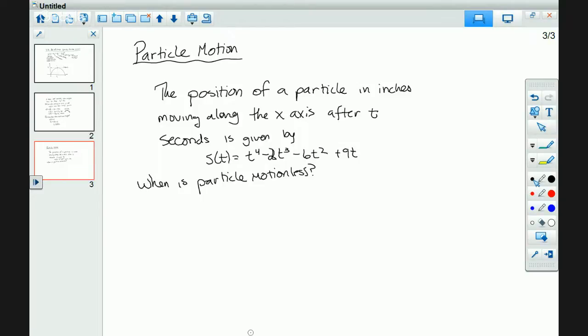Interpretation: velocity has to be 0, right? So, derivative. Alex, what's the derivative? 4t cubed minus 6t squared minus 12t plus 9. Okay. And we know that it has to be 0, right?